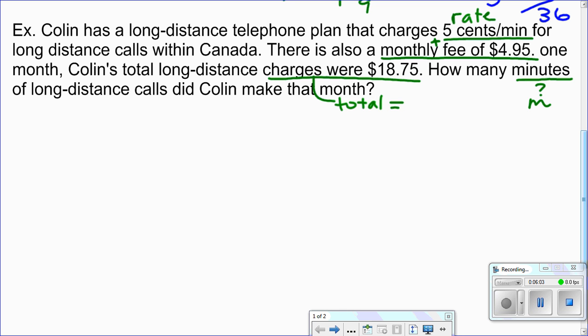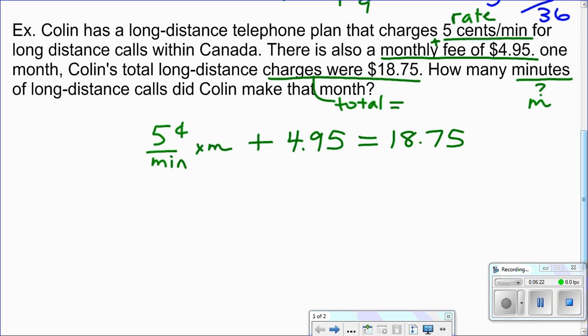So he has a rate of 5 cents per minute for some number of minutes that we don't know, plus the flat fee of $4.95. We'll leave the money signs out for now. And the total is $18.75. And we want to know how many minutes he can talk for. So that means we're going to be looking for M.